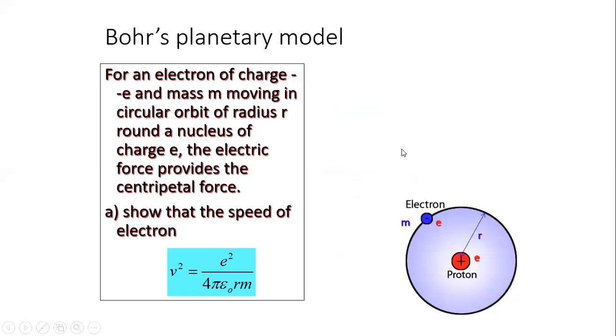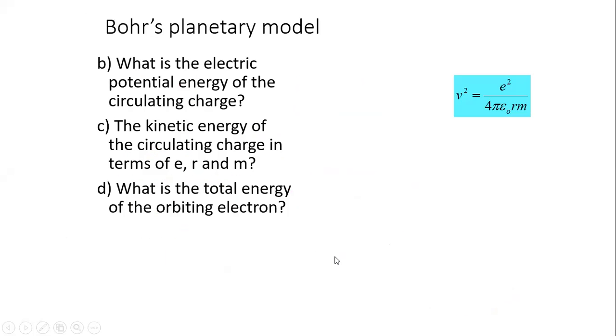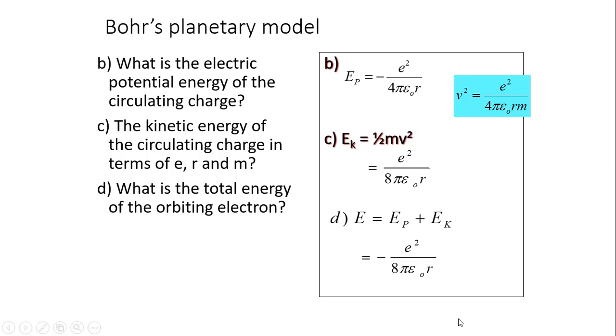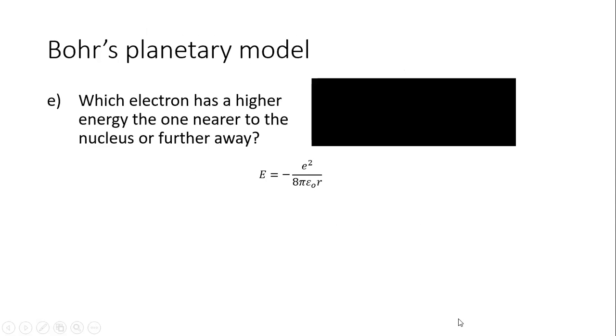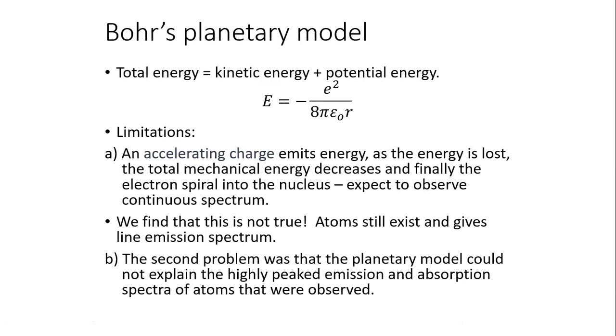I'll go very briefly. We start off with a positive proton and an electron, that's for hydrogen, and we derive this equation. There's our potential energy and this is our kinetic energy. We replace the v with the equation and add these two together to get our total energy. Then we say that the furthest electron has the largest total energy.